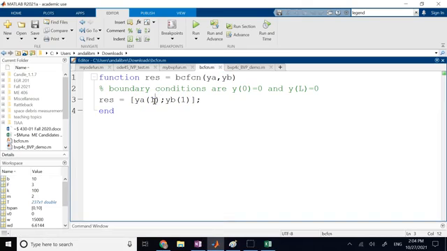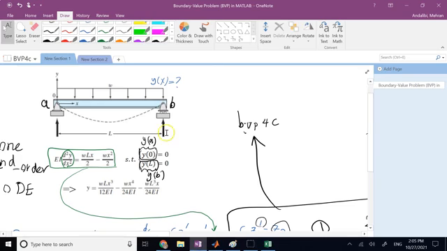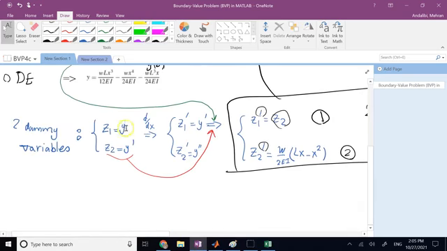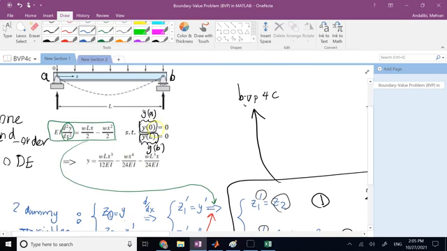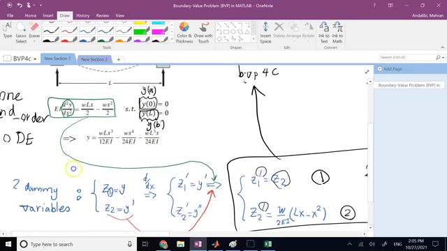Now, what does this 1 here mean? Basically, it means the first variable of your dummy variables, right? Because remember, you have two dummy variables, y and y prime. And what you are saying is, hey, only the first dummy variable, variable 1, has a value of 0 on the left and a value of 0 on the right, correct?